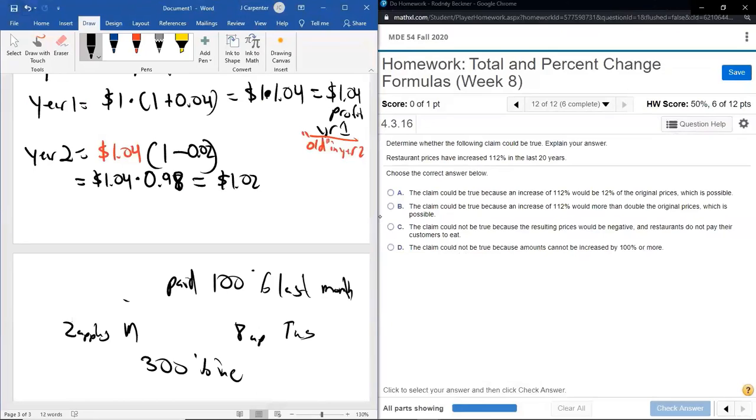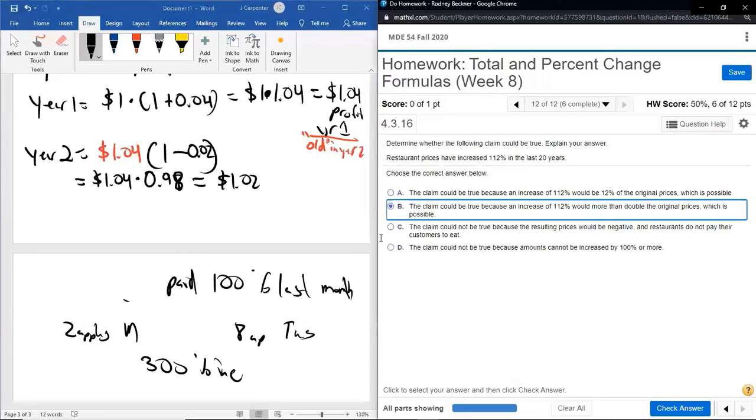So the question is, if there's an increase of 112%, is that just an extra 12% of the original price? Like, for instance, if something cost $100 before, is it now costing you $112? Or is it true because the increase would more than double the original prices? Remember, an increase is not saying we're just paying that extra 12%. It's saying we're paying this much extra. The original 100% was what we previously paid. We're now bumping that up another 112%, which really means the effective answer is going to be 212% of the first answer. So it is more than doubling.